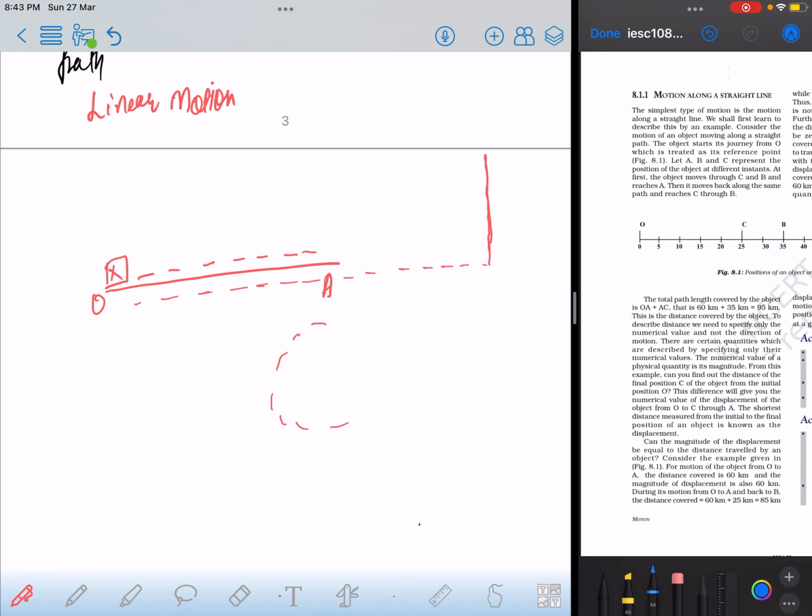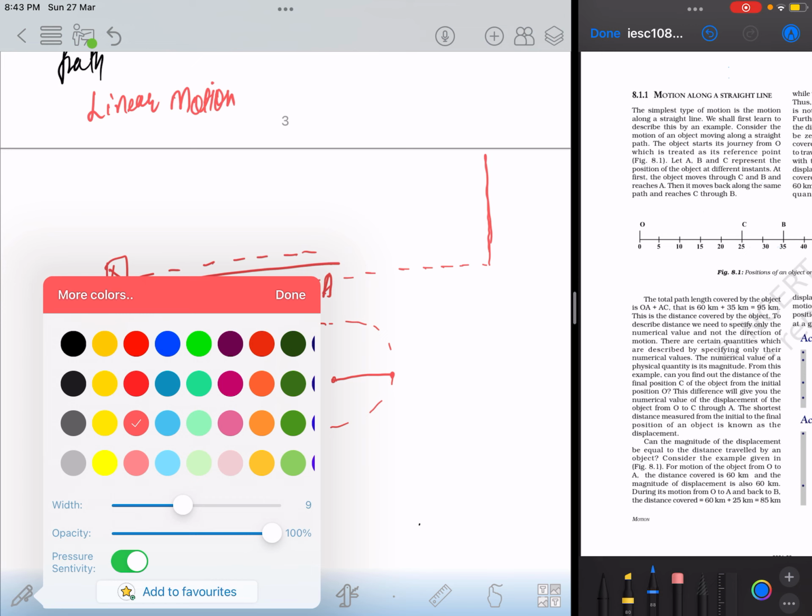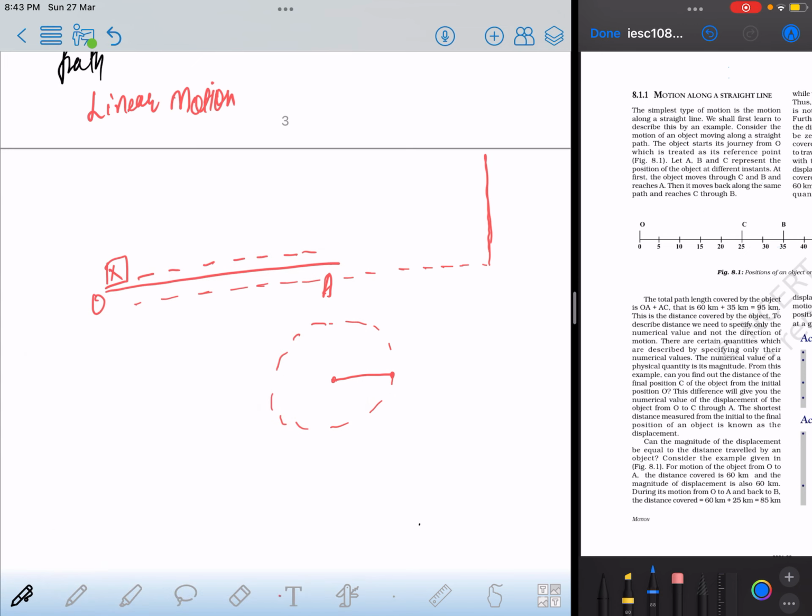We can see a body continuously rotating in a circular path has a different angle at different points. Suppose if this position was this, we can change different colors. Here it is this, and it is continuously changing its angle. So this is another type of motion which we need to learn in class 11.